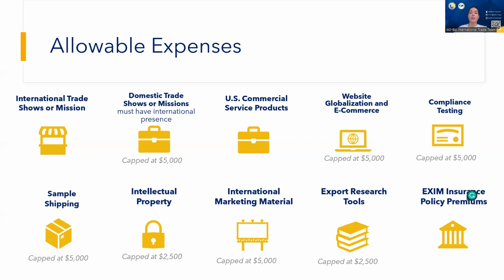Intellectual property. So this could be the lawyer fees in order to trademark your company in China. This could be the trademark registration itself. I think we've reimbursed in the past the translation of a contract because that was directed to intellectual property. Do note that this one is capped at $2,500.